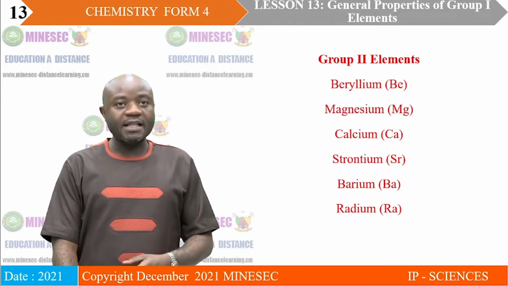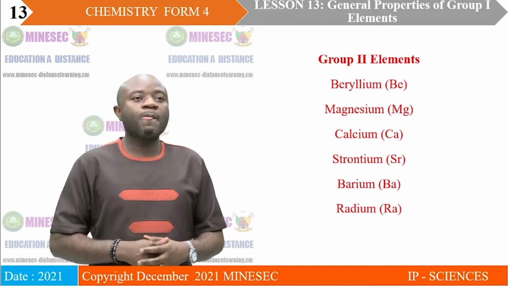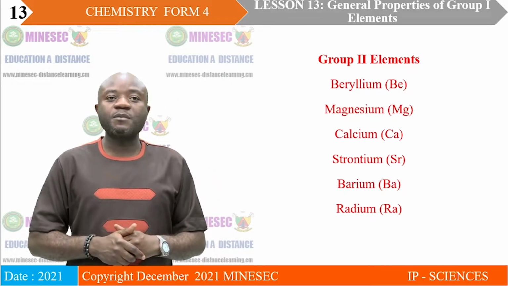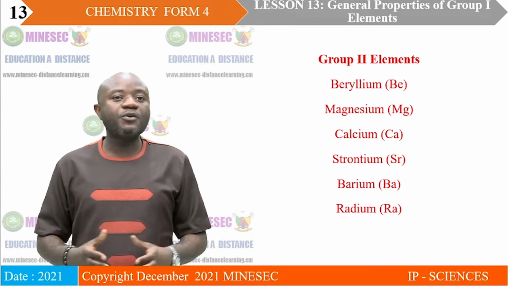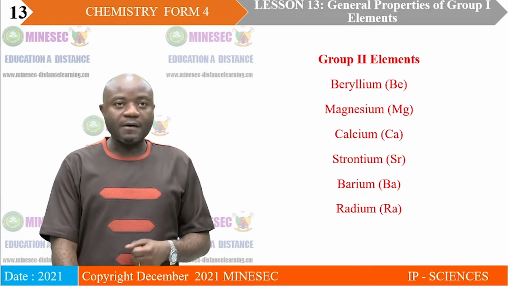And then for the elements of group 2, we have beryllium with symbol Be, magnesium with symbol Mg, calcium with symbol Ca, strontium with symbol Sr, barium with symbol Ba, and radium with symbol Ra.